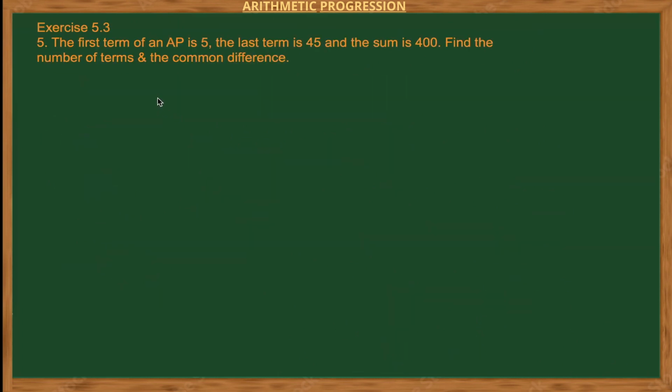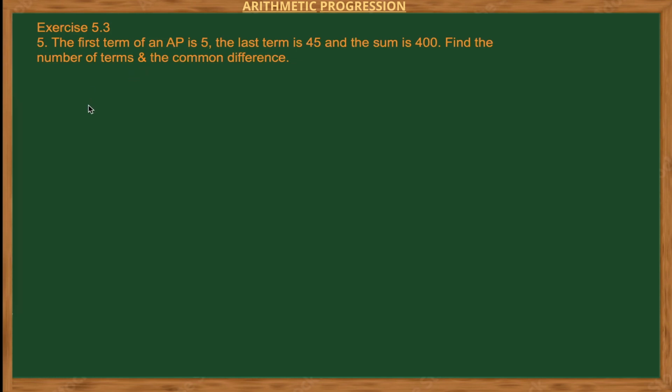The first term of an AP. Okay, what is given? Let's write it down. First term, let's read it first. The first term of an AP is 5. The last term is 45 and the sum is 400. Okay, find the number of terms and the common difference.